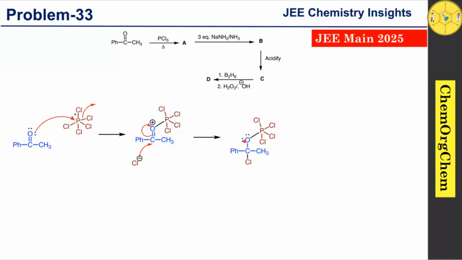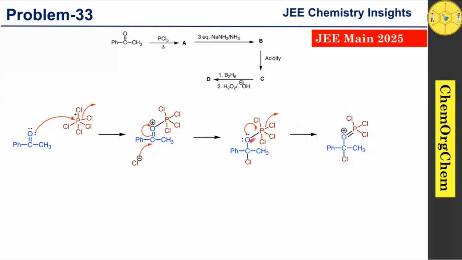Now you see oxygen has 2 lone pairs. Again, phosphorus still has 4 chlorine atoms. These 4 chlorine atoms withdraw the electrons, therefore phosphorus is still electron deficient. So this oxygen lone pair now moves towards the phosphorus atom, resulting in a kick off of one chlorine atom, which produces the corresponding intermediate.